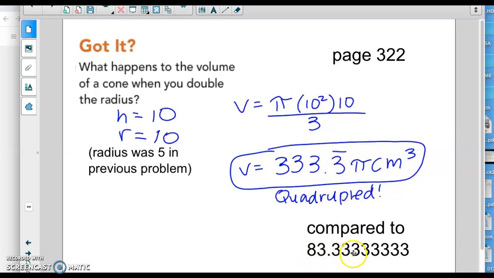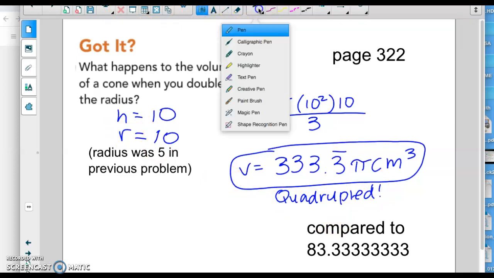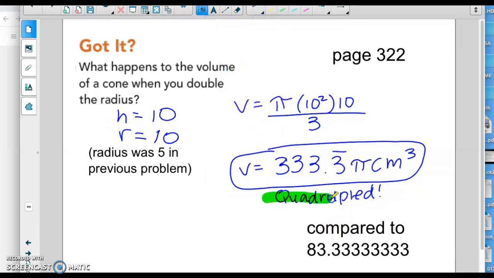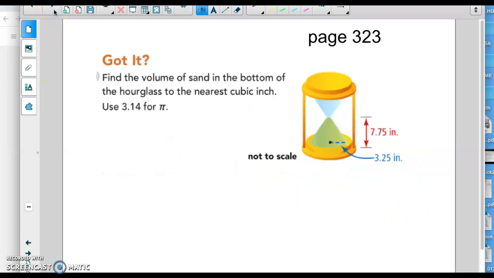What does this mean for your homework assignment? Well, when you double the radius, your volume quadruples. So you might want to write this down. When you double the radius, your volume is going to quadruple. And remember with cylinders, it didn't quadruple. It would double or triple, something like that.